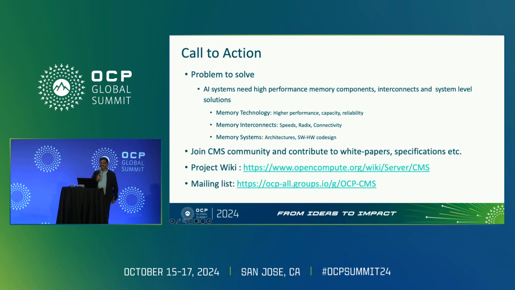Call to action: OCP is a very collaborative place where we can test your new ideas, so please participate there. AI systems need high performance memory components, interconnects, and system level solutions. For memory technology, we always talk about high performance, capacity, and reliability. For interconnects, there is a lot of talk in this conference, but we can bring the interconnect with this solution in mind: speeds, radix, connectivity, and memory systems. Friday morning is the OCP CMS call. Please join and contribute. All the links are here.